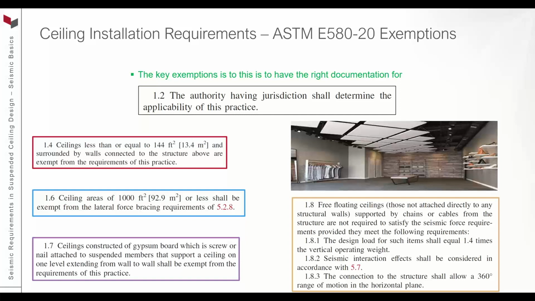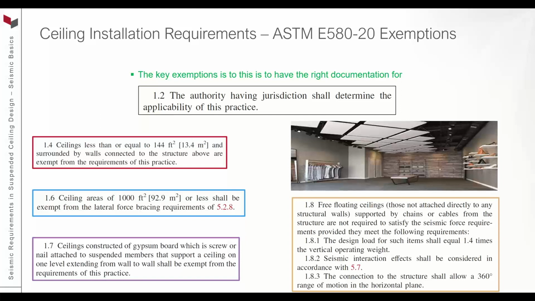Another exemption is in the gypsum, where you have a suspended gypsum ceiling that extends from wall to wall on a single level. This has limiting factors in it. It's a gypsum ceiling. It becomes a monolithic membrane when it's attached to all four walls on a single level. And so it doesn't have a lot of movement. It really holds together well.